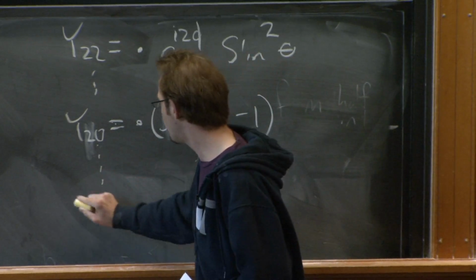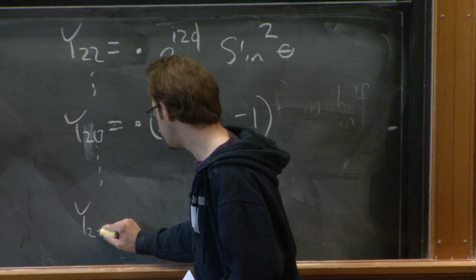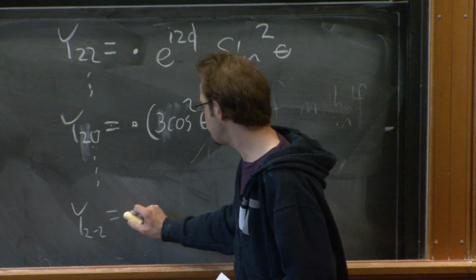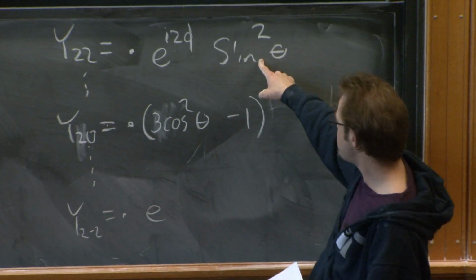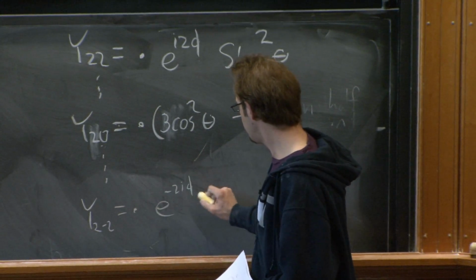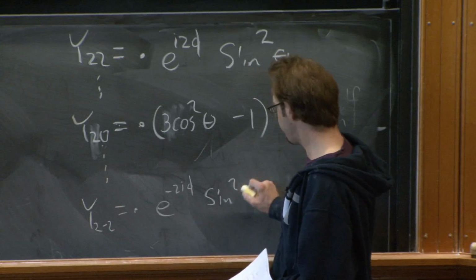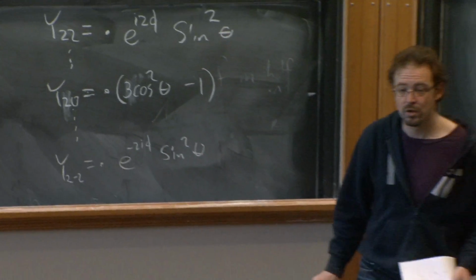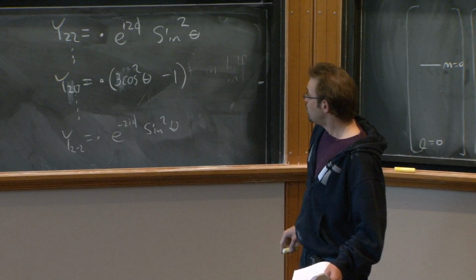And then if we continue lowering to Y2,minus 2, this is equal to, again, a constant. It's going to have the same dependence on theta, but a different dependence on phi, e to the minus 2i phi sine squared theta. OK? Yeah? So, he's not normalizable.